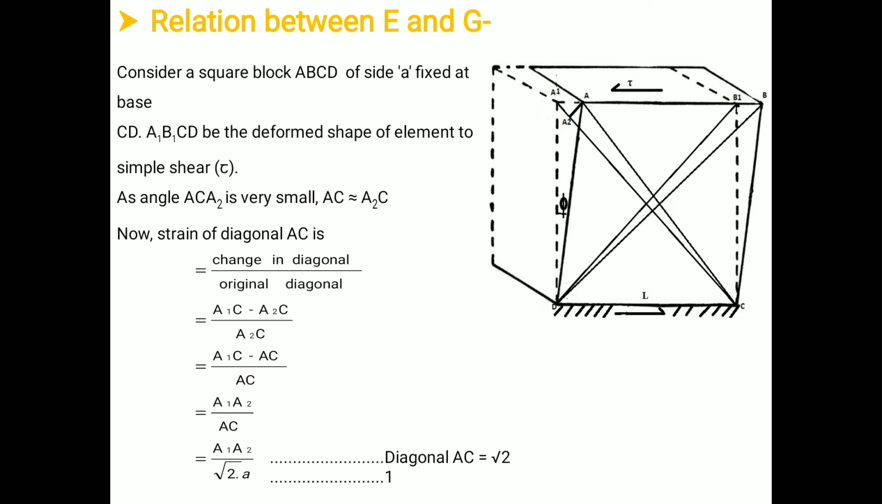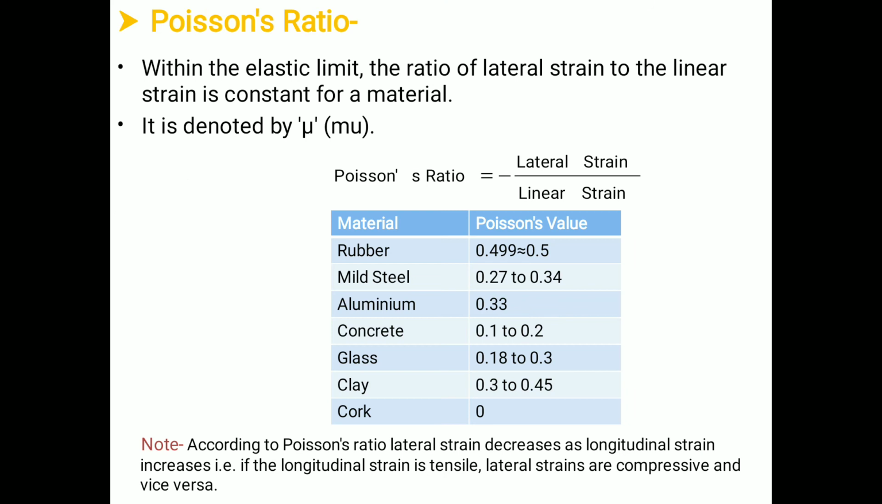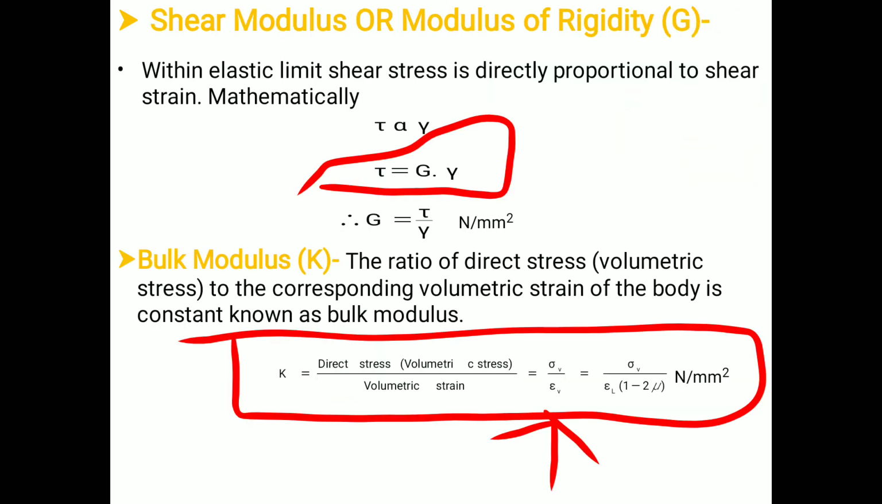By using Pythagoras theorem, we have the value of AC equal to under root of 2 times a. If I put the value of diagonal AC into this equation, we have A1A2 upon under root of 2 a. This is equation 1.